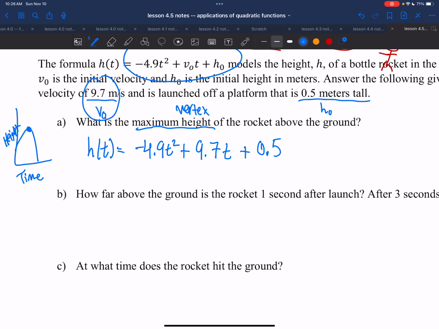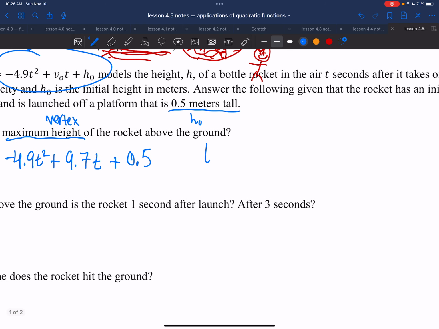So here's what I'm going to say. The shortcut is, if you want to find the x-coordinate of the vertex, you say t is negative b over 2a, right? And when we say negative b over 2a, we're referring to a, b, and c in the form a t squared plus b t plus c. So plugging this in, negative b would be negative 9.7 over 2 times negative 4.9. And you can calculate this and get something. It looks like it's going to be about 9.7 over 9.8 if you kind of clean that math up.